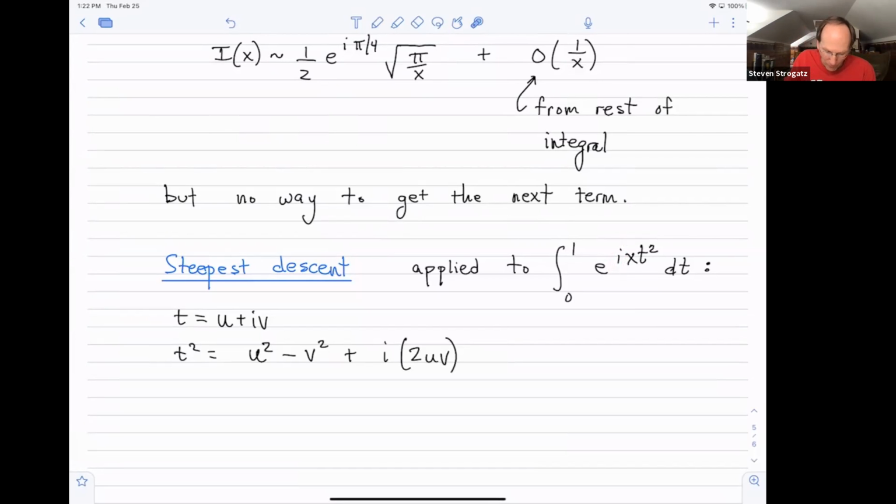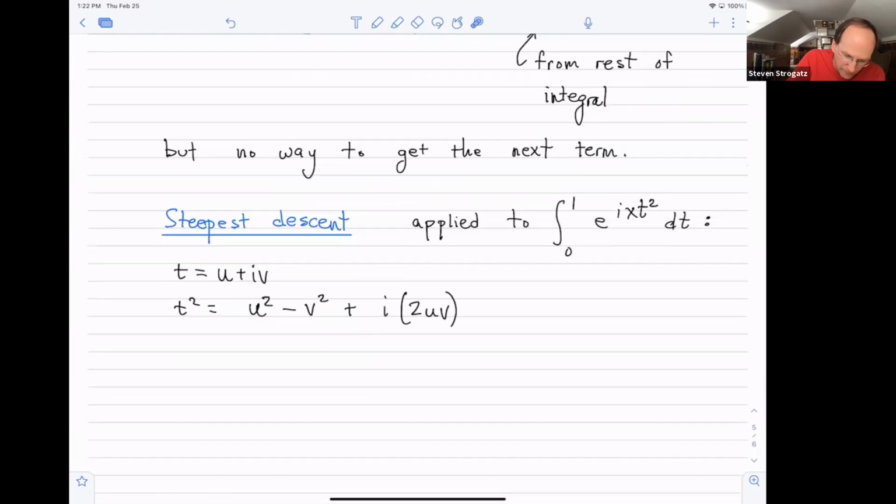So if I write out what I of x is now, I'll have I of x equals the integral from 0 to 1, e to the ix, and a bunch of stuff in the exponent, u squared minus v squared plus i 2uv.